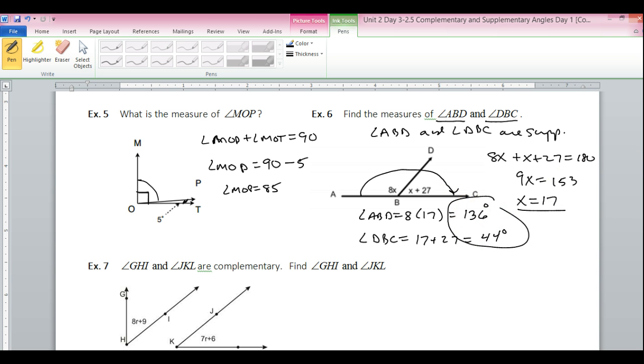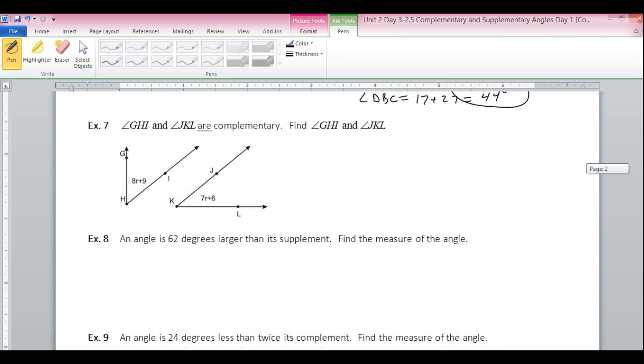Alright. Looking ahead. If GHI and JKL are complementary, find these angle measures. Alright, take a moment to try this problem on your own. Pause the video and come back to it in a minute.